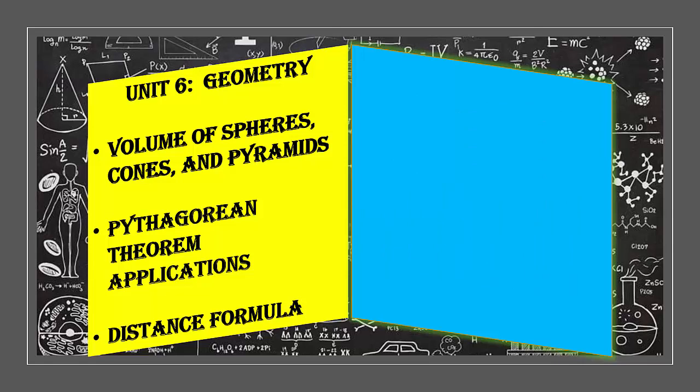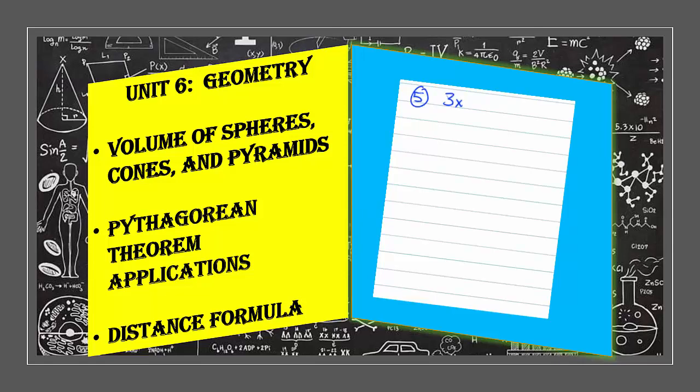Number 5, 3x squared minus 32 equals 43. Where we will first add 32 to both sides. Next, I notice 3 is getting multiplied to x squared, so I'm going to do its inverse operation and divide by 3.